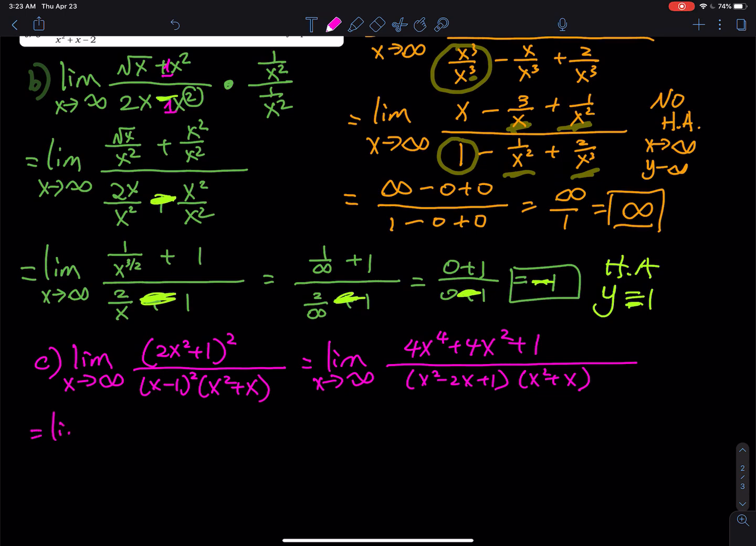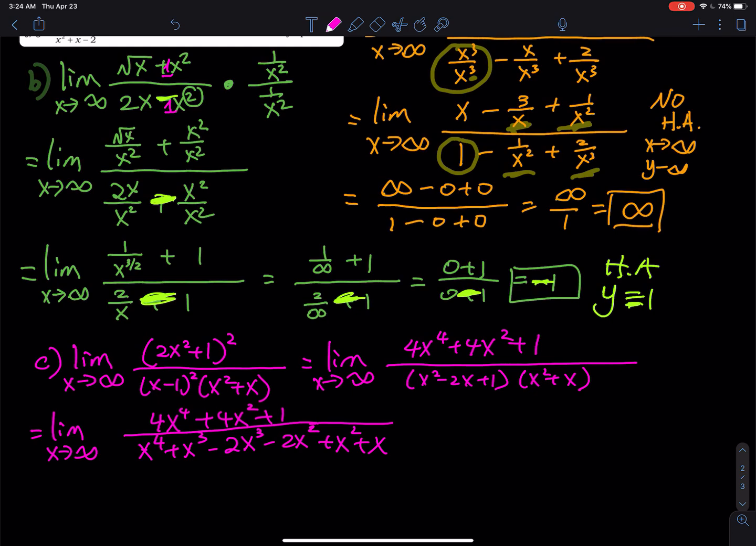So you have the limit as x approaches infinity. I will just give you what that equals. X to the 4th. Actually, maybe not. I will just open it up for you. So we have x squared times x squared, and then x squared times x. That is x to the 3rd, and then minus 2x to the 3rd, minus 2x squared, plus x squared plus x. Okay, you multiply all of them, and then the top is 4x to the 4th plus 4x squared plus 1.